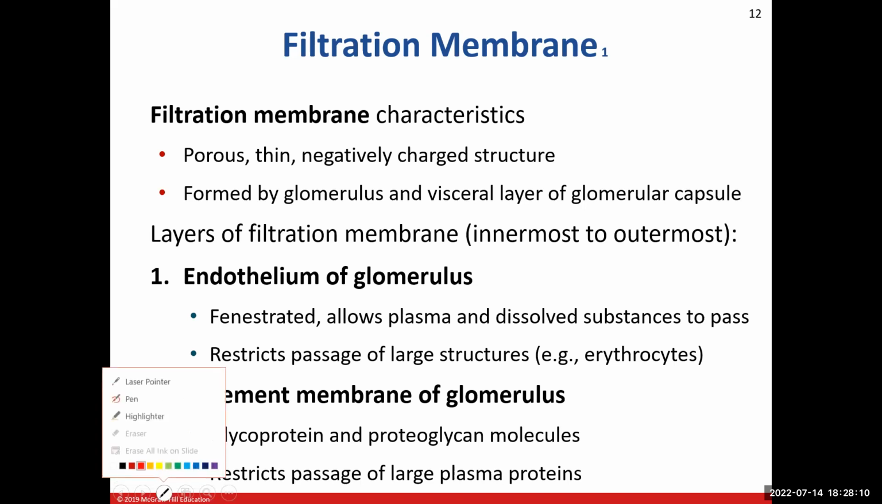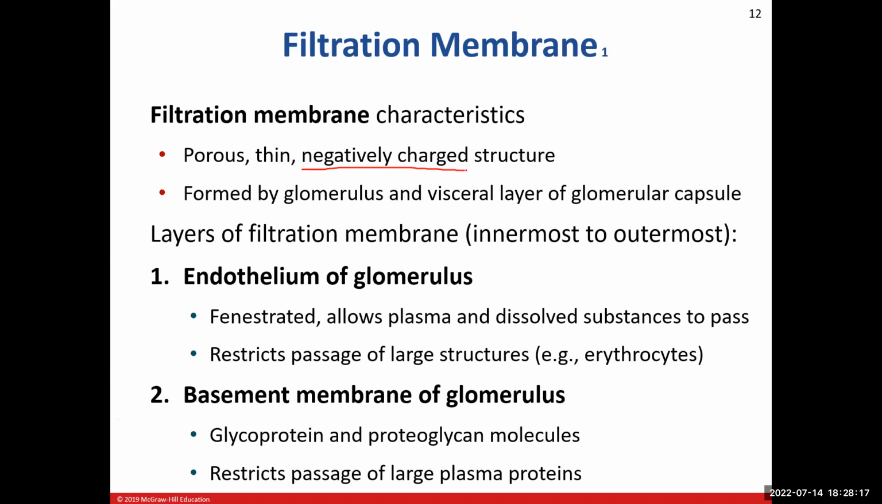That's important, especially, and if you didn't know this, that's okay, when we're dealing with proteins, because proteins are negatively charged. And so negatively charged things are going to repel from one another, just like positively charged things will repel from one another. Remember, opposites attract, like charges repel. So that's going to be important. All right, so what makes the filtration membrane? Well, it's going to be made up of two structures, the glomerulus itself and the visceral layer of the glomerular capsule.